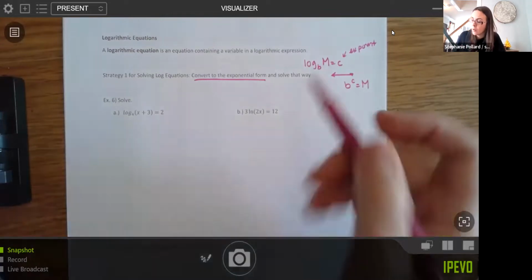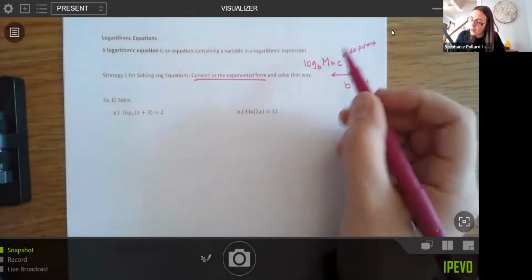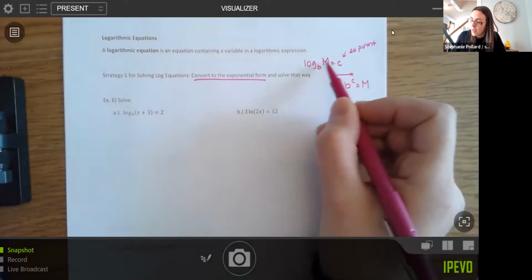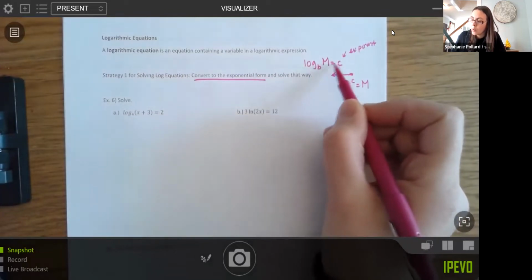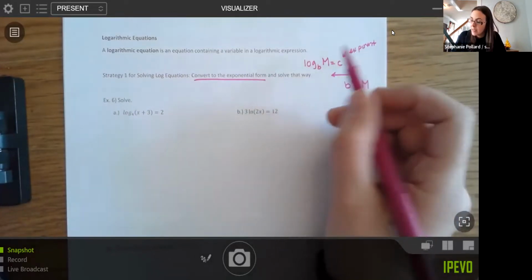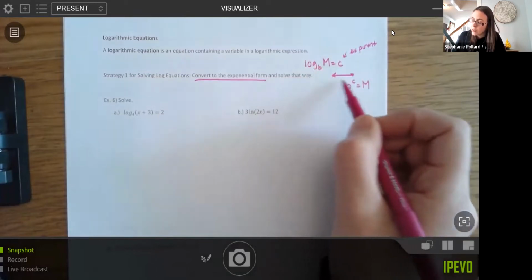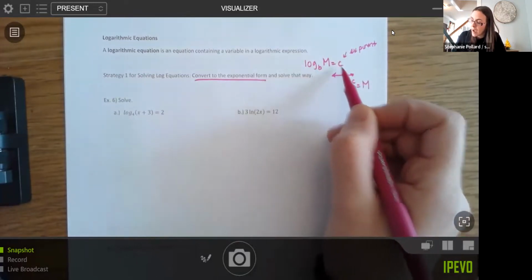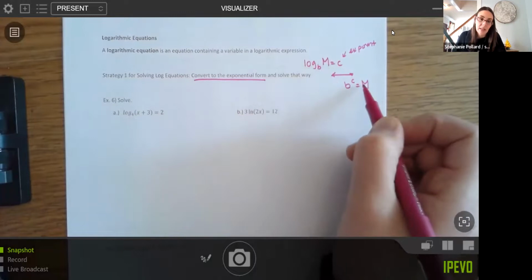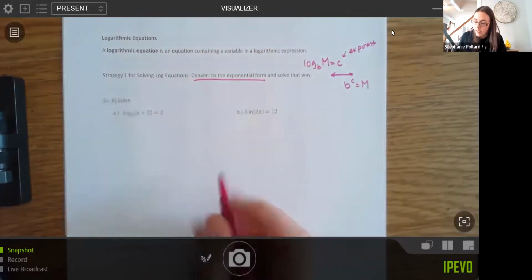Now, remember, I just wrote it over here for you guys, what that looks like. So you take your original log form, and then remember that whatever you're equal to is always the exponent, and your base stays the same. So in the exponential form, you have your base to the c power is equal to, in this case, m. So let's apply that here.